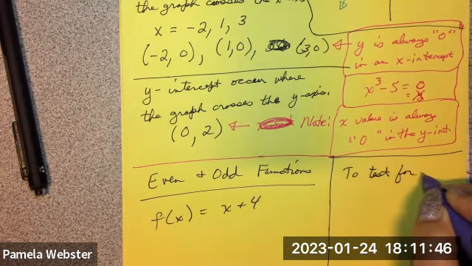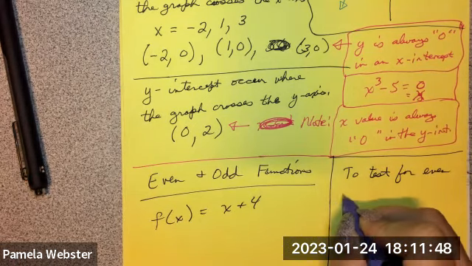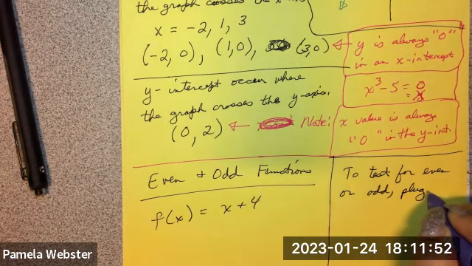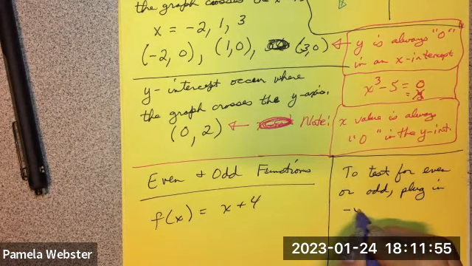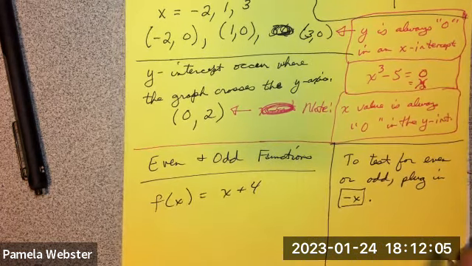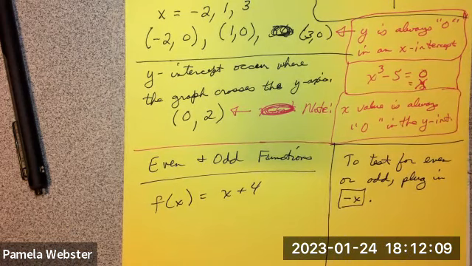To test for even or odd, we're going to plug in a negative x. That's important. What we're trying to see is, if we plug in a negative value here, do I get the same thing out? Do I get the opposite out? Or do I get some weird thing out? So the answers are going to end up being even, odd, or neither.